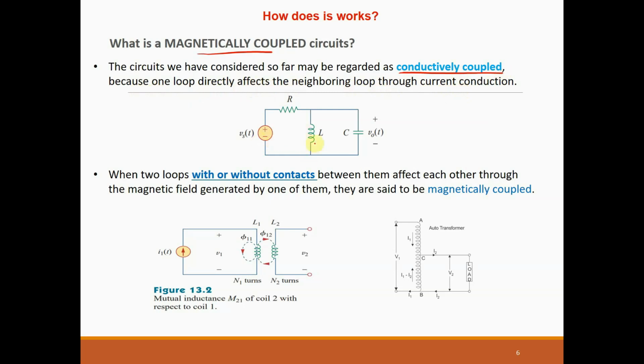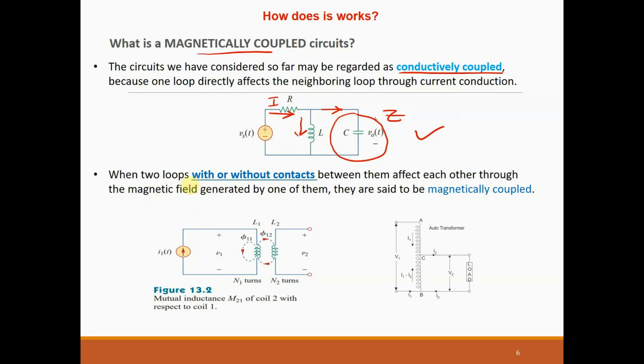So you can see on this figure, we have this part of the circuit, and this circuit is directly affected. It directly affects the current here, right? If we have a Vs of t, as the frequency increases, the impedance here will increase and the current here will change. It will affect this source current. So if this current is increasing, this will affect this current and this current also. So it is directly coupled, right? It directly affects through direct contact.